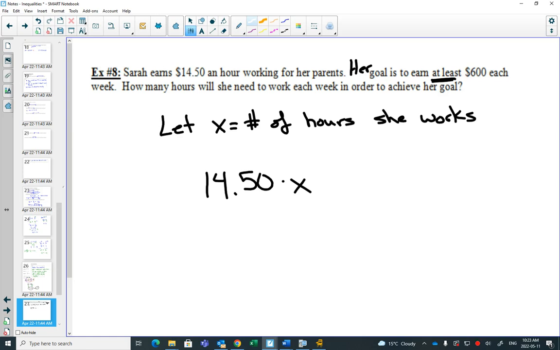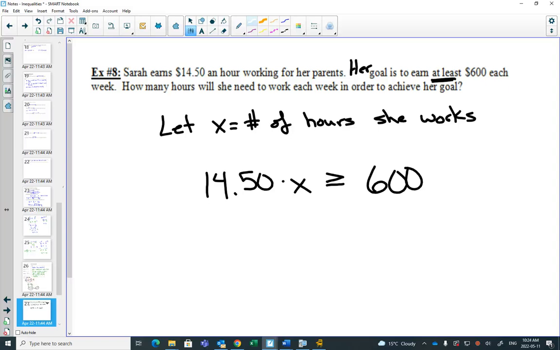Now, it's not going to be equals because she wants to make at least 600. Is it greater than or less than or the same as 600? Does she want to make less than or the same as 600? More than. She wants to make at least, so that would be greater than or equal to 600.